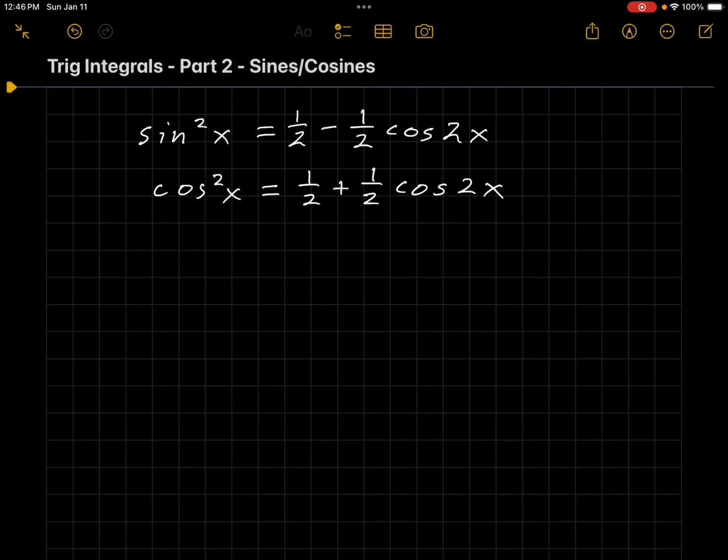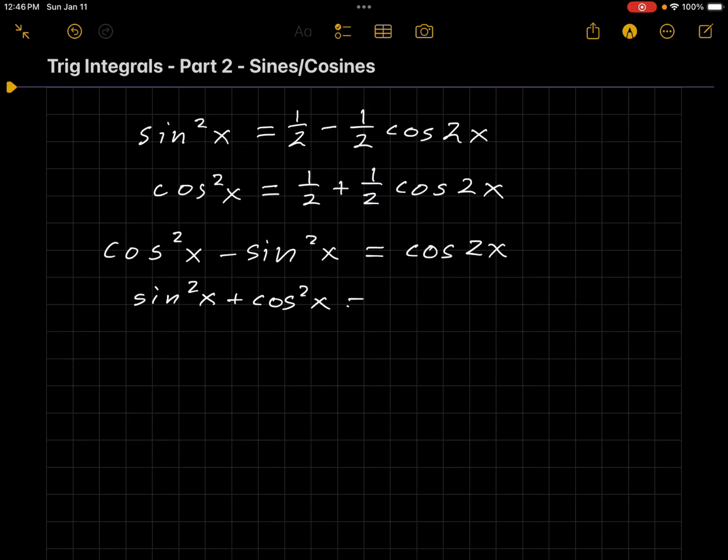Without going through the details, just a brief reminder from trig: cosine squared x minus sine squared x equals the cosine of 2x. It's one of your double angle identities. And then using the Pythagorean identity, sine squared plus cosine squared equals 1, and a little bit of manipulation, you can get those two up there.